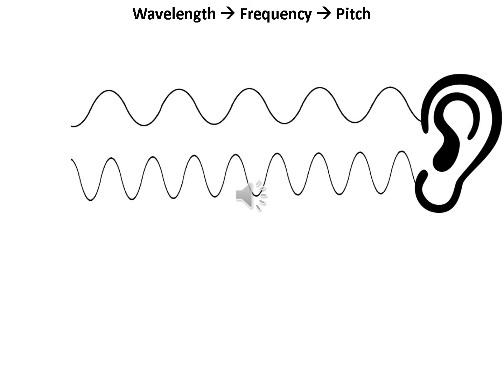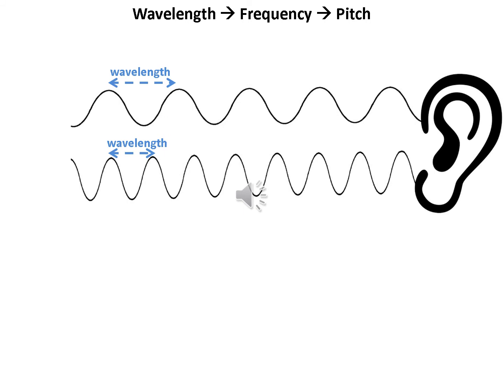So, wavelength leads to frequency, which leads to pitch. We can measure the wavelength of a wave from crest to crest or from trough to trough. And we note that different waves have different wavelengths. And because different waves have different wavelengths, they also have different frequencies. Remember that a frequency is how many times the wave hits a certain point every second.